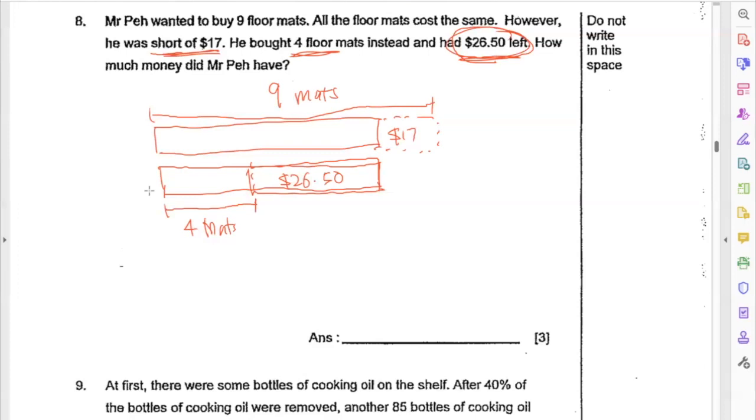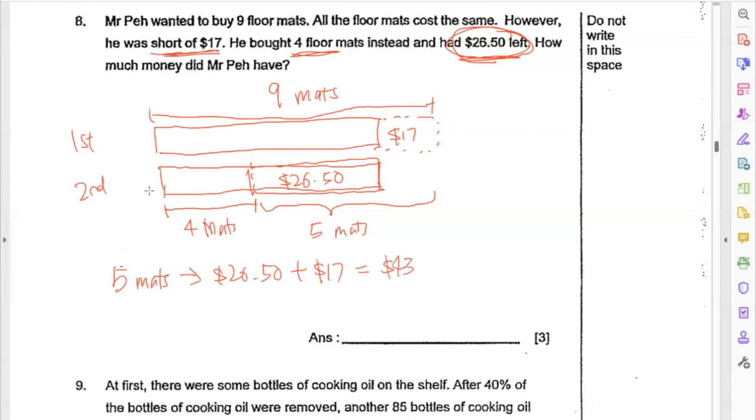So now you compare your first scenario versus your second scenario. The difference is this is 5 floor mats. So 5 floor mats is how much? From the model I can see 5 floor mats would have a value of $26.50 plus $17. And that gives you $43.50.